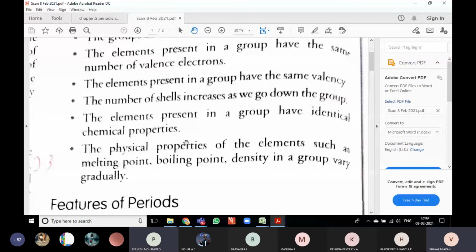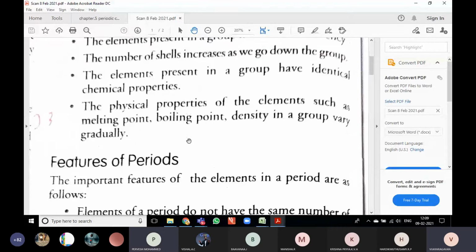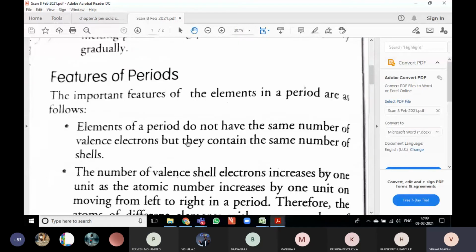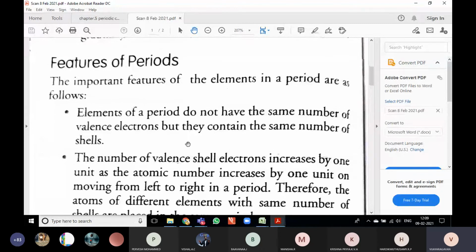Just listen. Today we are going to see about the features of periods. Yesterday we saw the features of groups. According to the periodic table, the vertical columns are called groups. Now we are going to see about the horizontal rows.